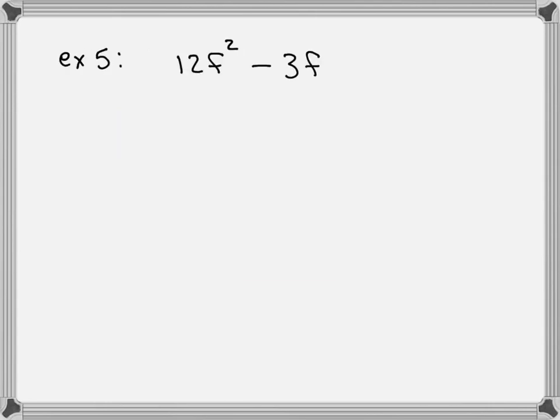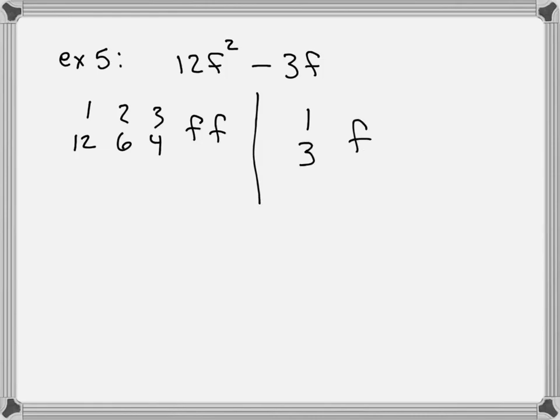Let's look at another example. Here we have it combined together with subtraction, but you are still trying to find the greatest common factor of both individual pieces. So if we look at that first one, the factors of 12f squared, we have 1 and 12, 2 and 6, 3 and 4, and 2 f's. My factors of the second one are 1 and 3 and a single f. What is in common to both? A 3 and 1f is in common to both. So our greatest common factor is 3f.